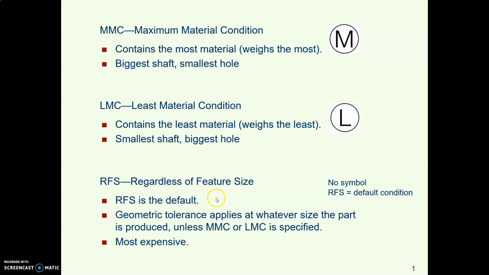If you don't tell your reader what material condition you're using on a dimension, then the default is that the tolerance applies regardless of what size they make the feature. That's why this is the most expensive flavor. And we'll see this come up again when we talk about position tolerances.